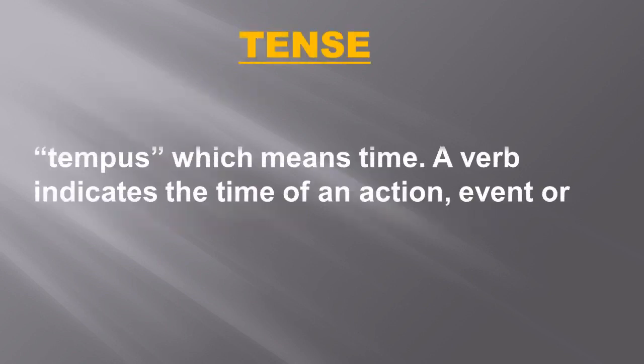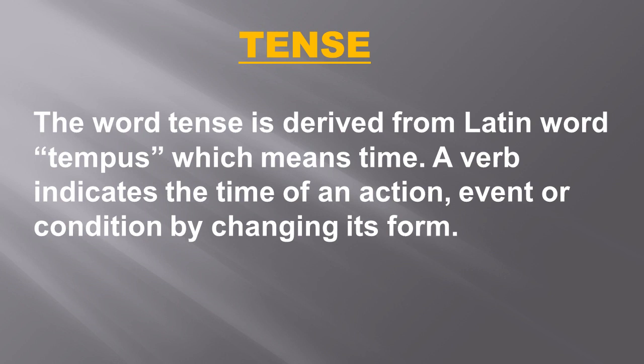Let's start with the meaning of tense. So what is tense? The word tense is derived from the Latin word tempus, which means time. A verb indicates the time of an action, event or condition by changing its form. So tense is the form of verb that denotes the time of an action and its degree of completeness by changing its form.